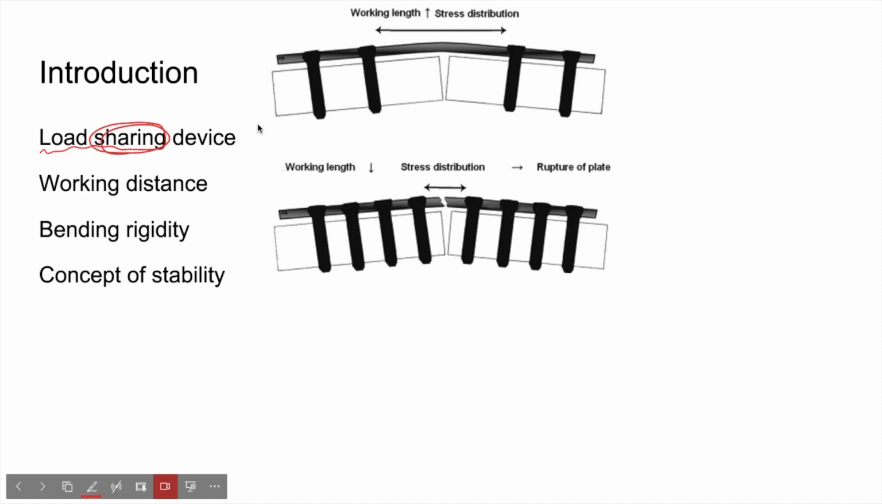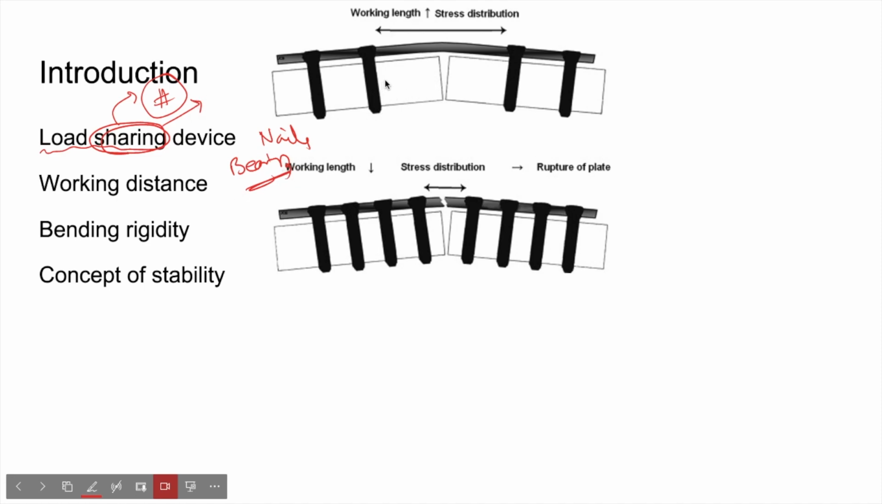Nails are load bearing devices. A load sharing device will only last for as long as the fracture takes to unite. After a certain number of cycles, it will fail. So a load sharing device like a plate will fail after a certain period of time.